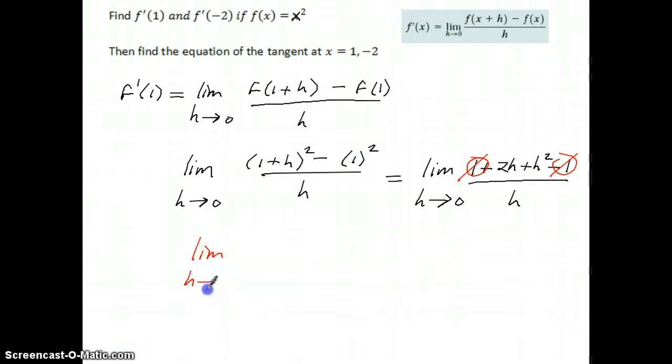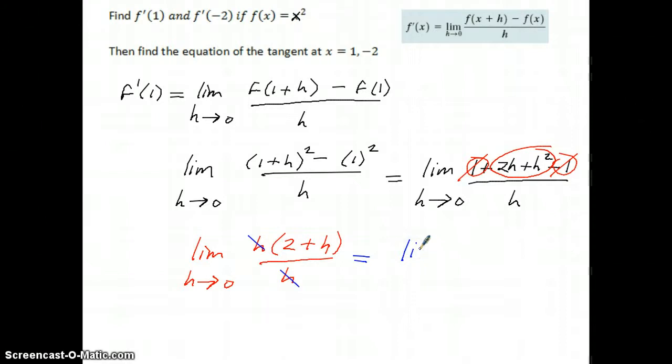So I'm going to do a couple steps at once. I'm going to factor out an h from the numerator here. So we have h times 2 plus h, and this is all over h. So I got rid of the 1s and I factored out an h, and we see now at this point here we can cross off these two h's.